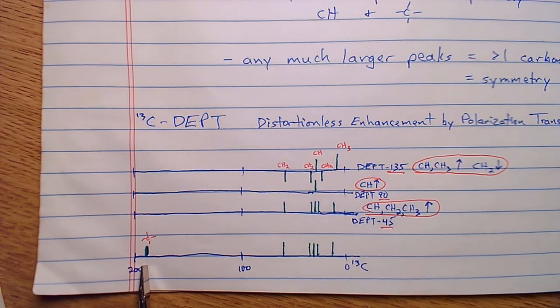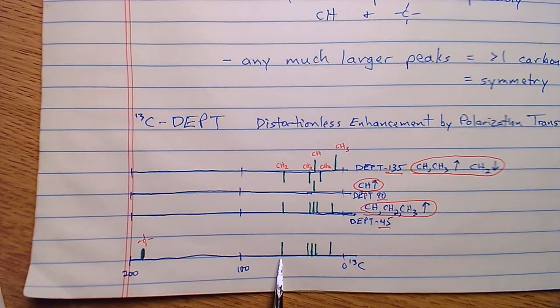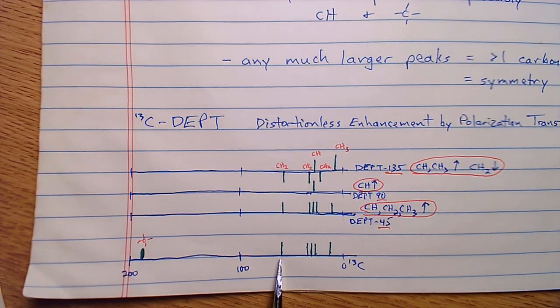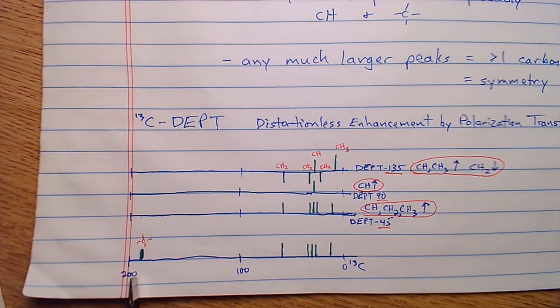Well, we could say one thing: there's a carbonyl in there. And this one down here, what is that? Halfway between 100 and 0 is 50. This is about 60 to 70. I bet there's an oxygen in there. I bet this is a carbon bonded to oxygen. And then this is all saturated. That's about all we could say with a normal carbon-13.